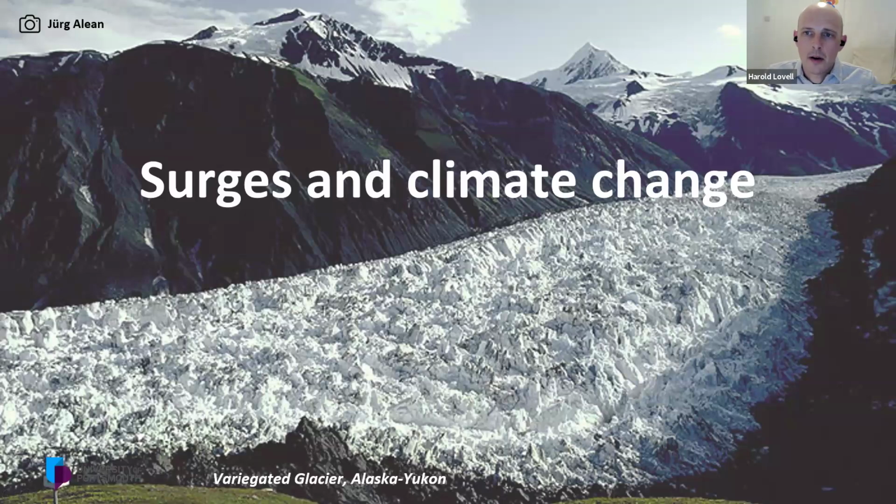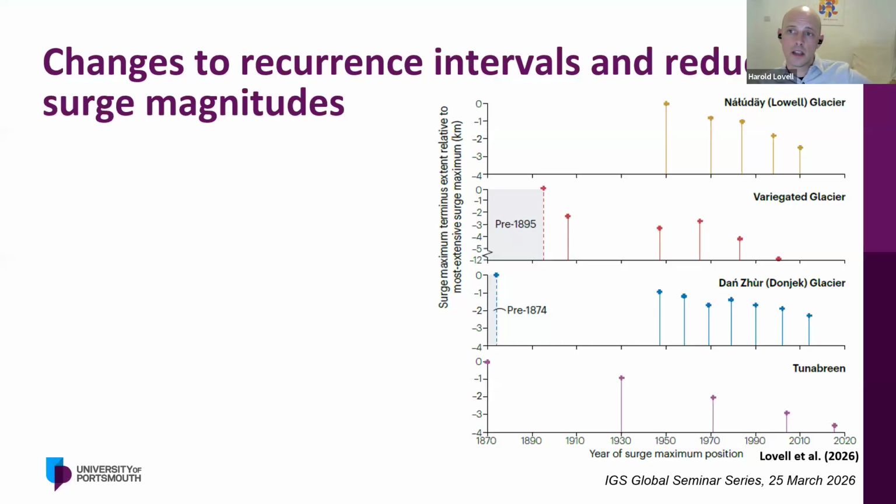Okay, so onto the home straight now. Just the final few slides thinking about how climate change is potentially affecting surging. So the traditional view has always been that surges are seen outside of the impacts of climate change, and often you see surges discounted from studies of glacier change related to climate. But what we're increasingly seeing is that climate is affecting surges, not only where we find surge-like glaciers, but also their behavior.